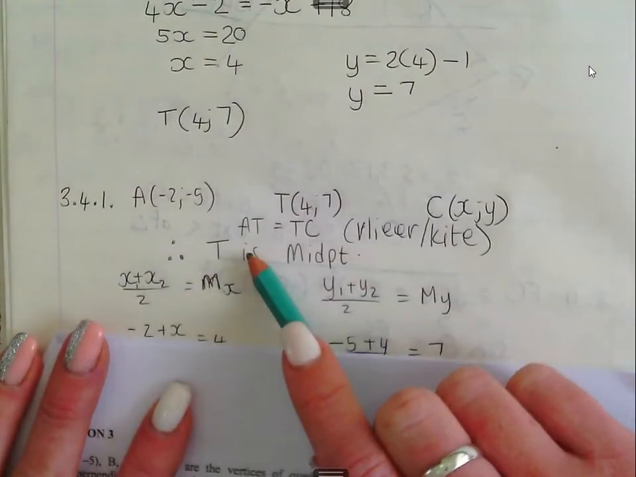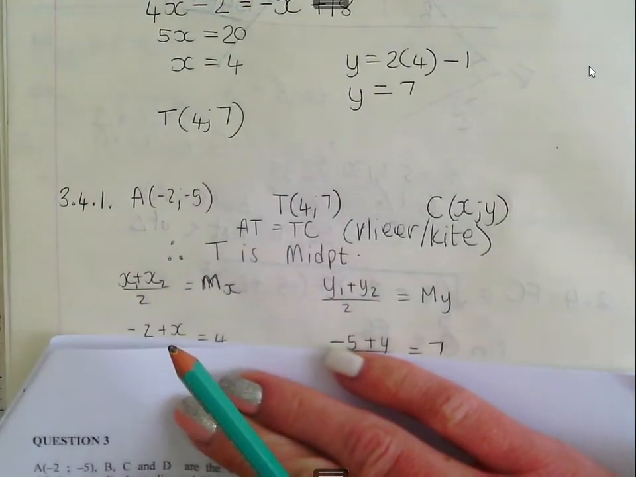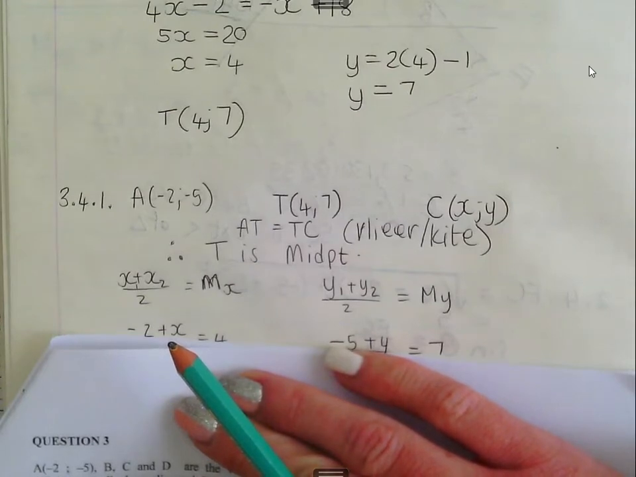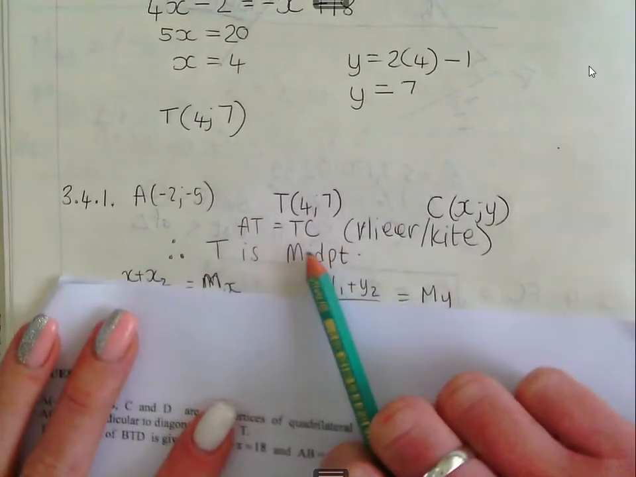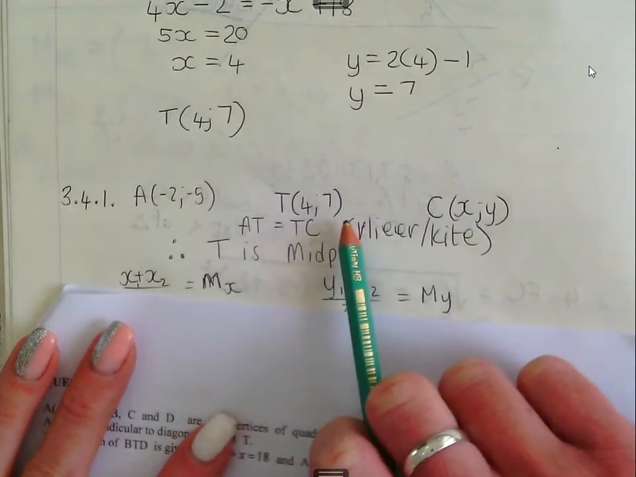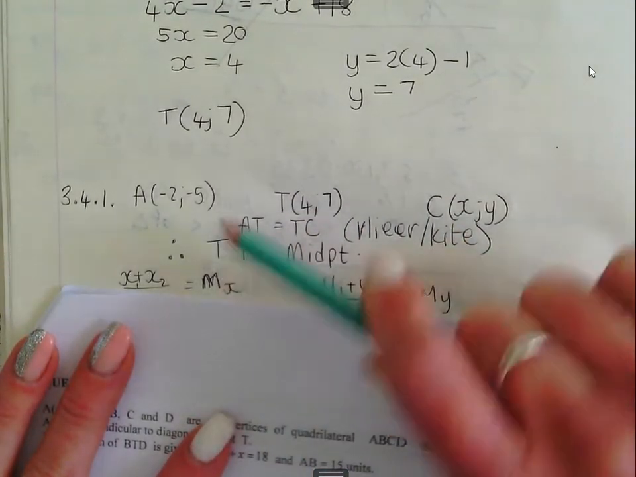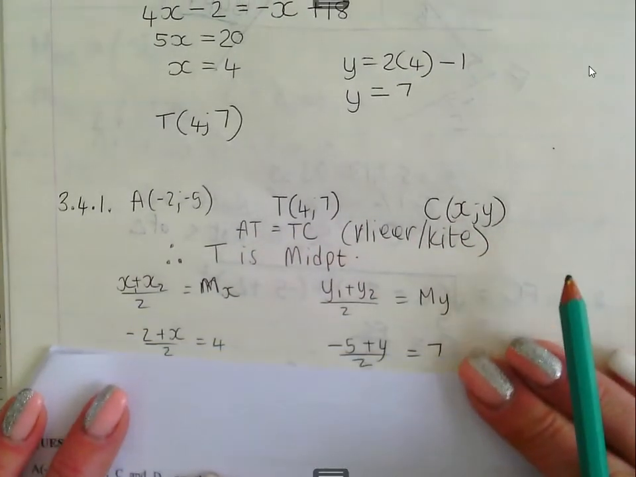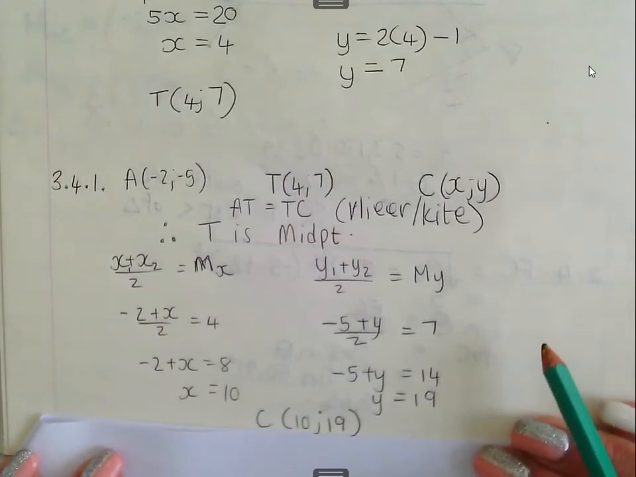So I just said that because it's a kite, I know AT is equal to TC. So be sure to add that information because it wasn't given. They just said it's a kite. They didn't say that they are equal. It's your knowledge that tells you that those lines are equal to each other. So I said AT is equal to TC because it's a kite, and therefore T is the midpoint. You can either say that, or say the reason kite. You don't have to say both things. They mean the same thing. Okay, I substitute, and then I calculate it, and I find x to be 10 and y to be 19.